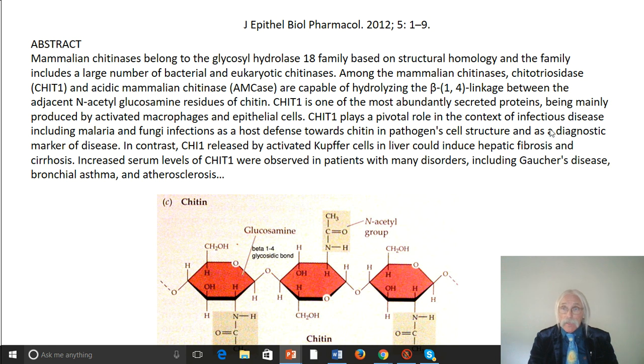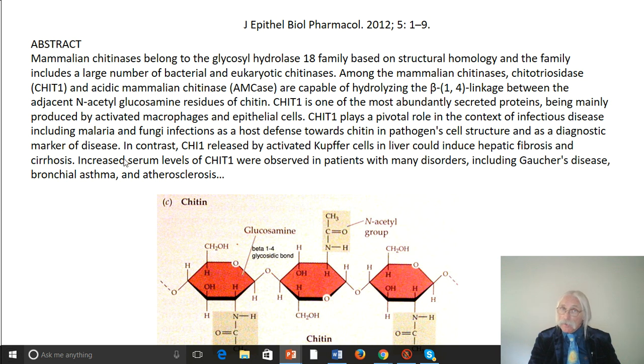Okay. Now take a look at this. CHIT1 plays a pivotal role in the context of infectious disease, including malaria and fungal infections, because again, this is a chitinase that's turned on by that fungal infection, and it's a host defense toward chitin itself and the pathogen cell structure. It's a diagnostic marker of the disease, in fact, when you get a fungal disease. Now, in contrast, CHIT1 is released by activated Kupffer cells, okay? And of course, it's in the liver, and they can induce hepatic fibrosis. We just saw how that happens by turning on the biosynthetic machinery at the transcription level for those ECM proteins, right? You see it in hepatic fibrosis.